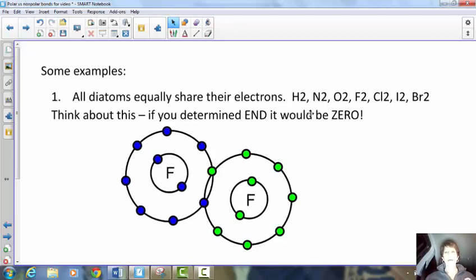Here's some examples. If you have anything that's diatomic, hydrogen with hydrogen, nitrogen with nitrogen, oxygen, fluorine, chlorine, iodine, or bromine, they all equally share their electrons, because if you think about it, the math would come out 0. A hydrogen's a 2.2, the other hydrogen's a 2.2, you subtract and you get 0. So if there's no electronegativity difference, then they are nonpolar covalent bonds. And I think of that as nicey nice. These two fluorines are sharing their electrons quite nicely, and they're equally between the two nuclei. There's no pull.